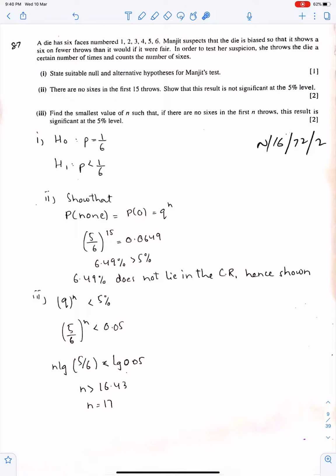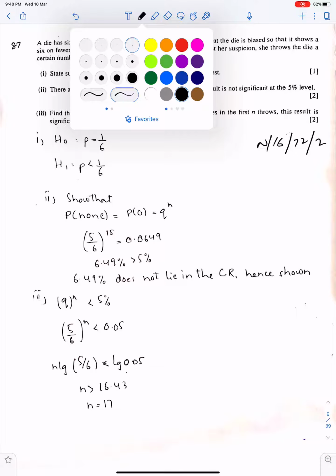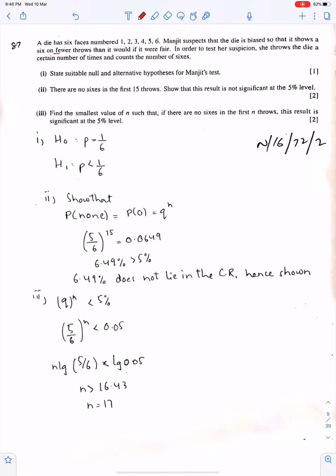Next question. Again, this question is of binomial. A die has six faces numbered 1 to 6. Manjit suspects that the die is biased so that it shows a 6 on fewer throws. Fewer throws means the H1 has a lesser sign. So the probability of number 6 is 1 upon 6, and H1 should be less than 1 upon 6.